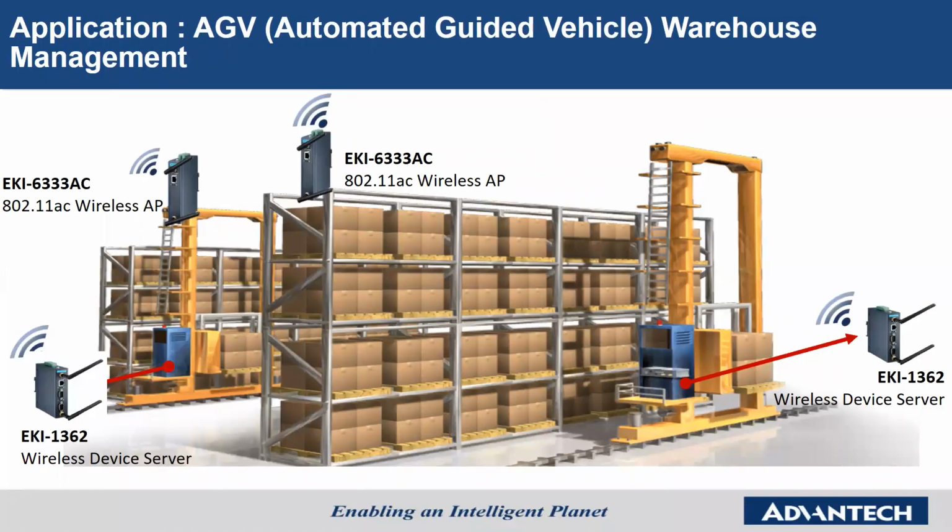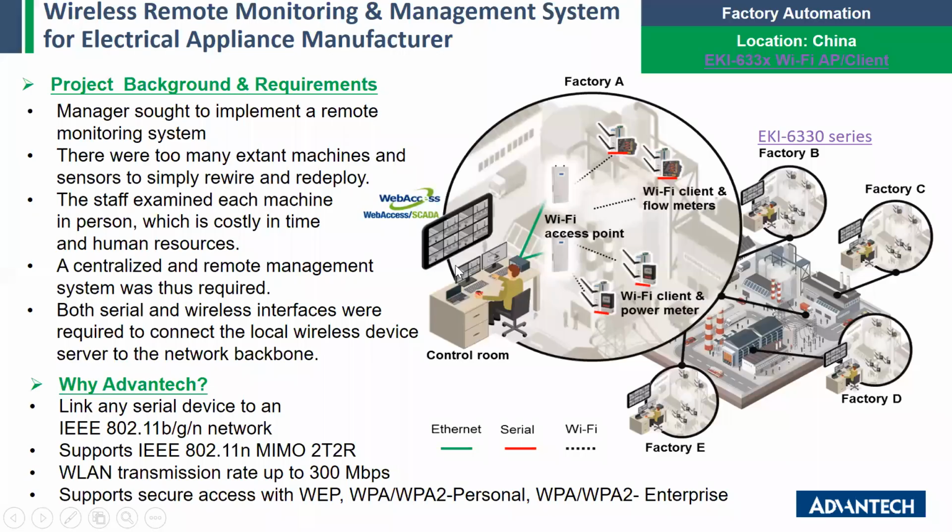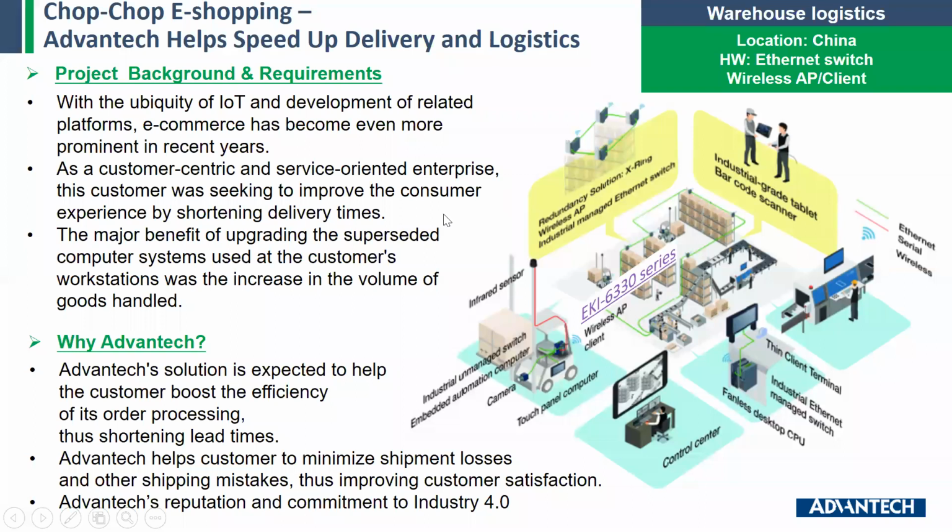This is another AGV example. This is kind of picture like an Amazon warehouse here, where you've got these access points set up throughout the building, but the actual pick place machines here, these warehouse AGVs, again, as a server, these XE1362 as a wireless device server to the XE6333 access point. There's a lot going on there. Let's just focus on, because that one's kind of similar to what we did before.